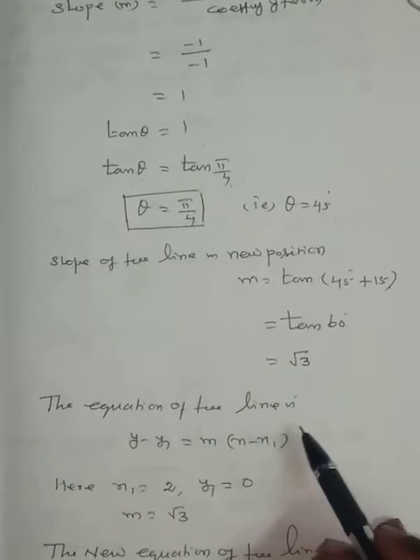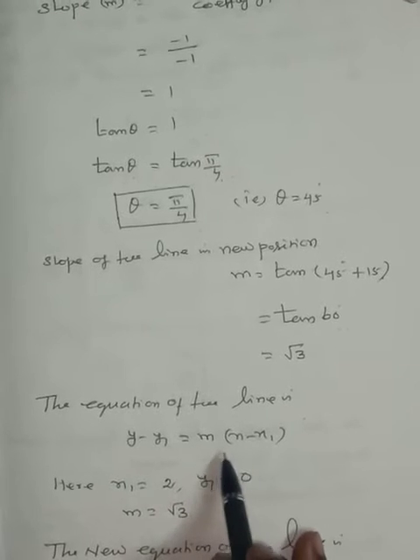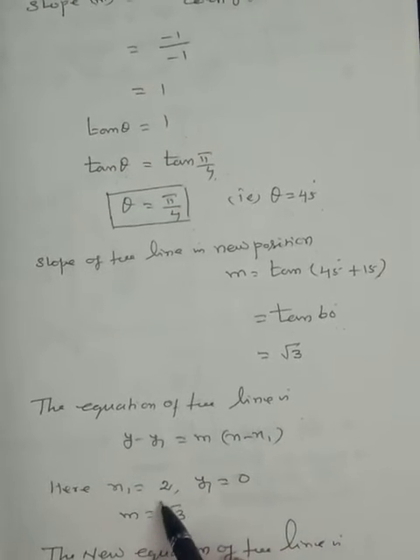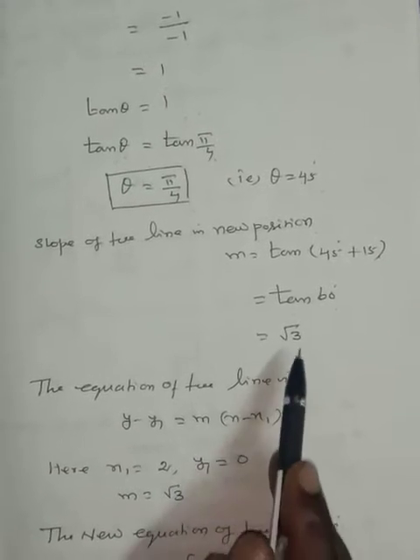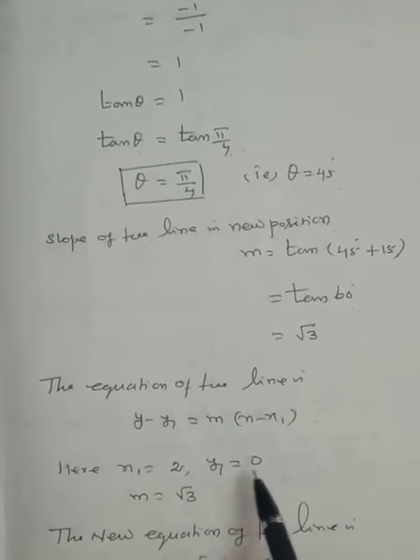So the equation of the line, using the one point form, is y minus y1 is equal to m into x minus x1. x1 is 2, y1 is 0. m is root 3. Therefore, apply slope and one point.